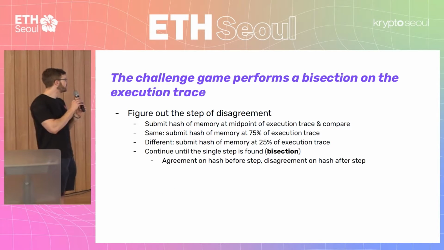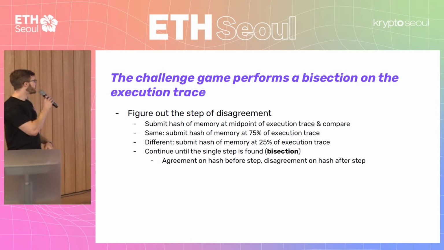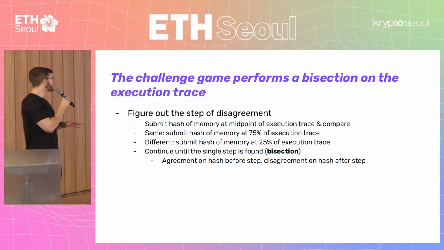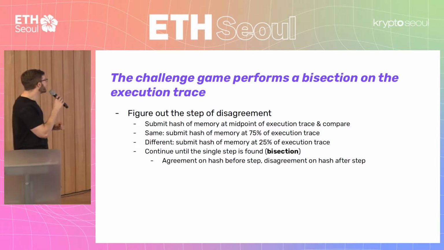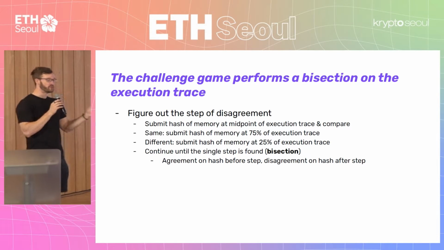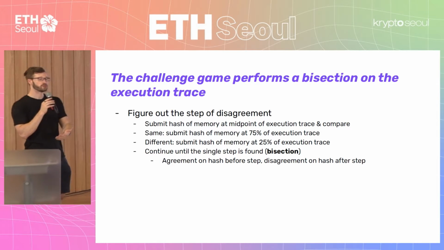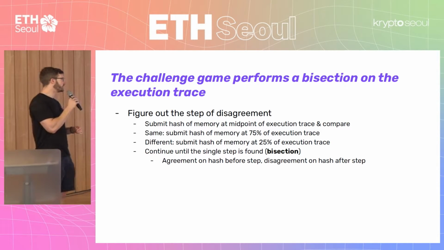So how do we figure out the step of disagreement over this execution trace? The general principle, and I'll give a graphical illustration of this after, is that you want to hash the memory of your program at different points of the execution trace. You're going to start at the midpoint. So at 50% of the execution, after half the opcodes, you take your whole memory and create a hash of it. For those of you that are familiar, it's actually a Merkle root. And you send that to the L1 challenge contract. The verifier does this, the sequencer does this, and they compare the results.